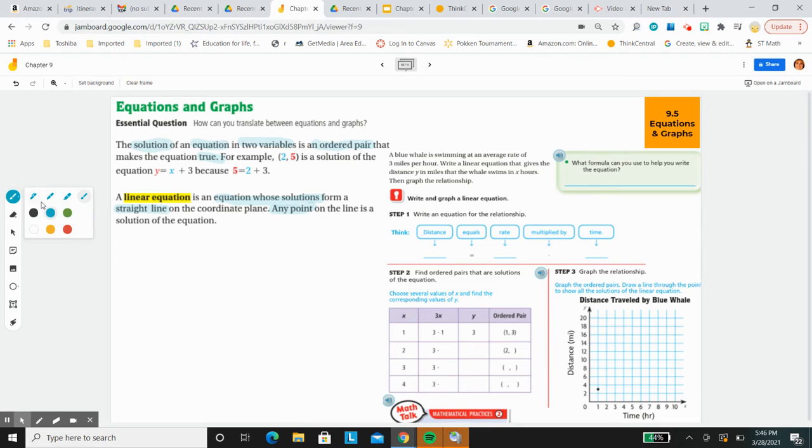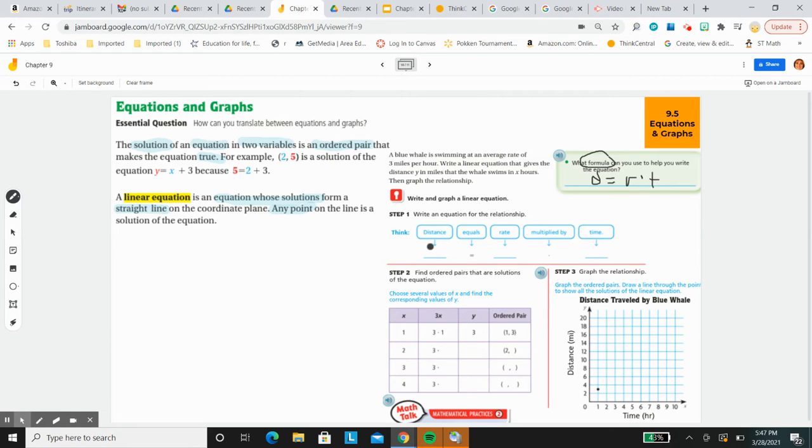So let's start right away with our unlock the problem. All right, a blue whale is swimming at an average rate of 3 miles per hour. Write a linear equation that gives the distance y in miles that the whale swims in x hours. Then graph the relationship. Okay, before we even get started today, we're going to go back to a formula that we have already studied and that we know. That formula is D equals R, remember, times T. We're going to use rate times time to make our distance, okay?